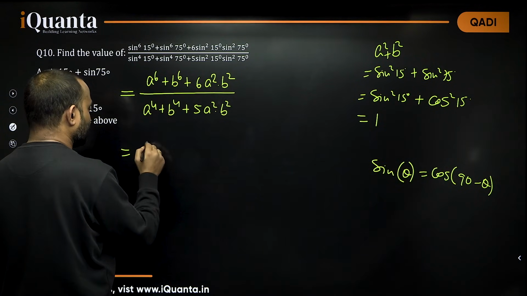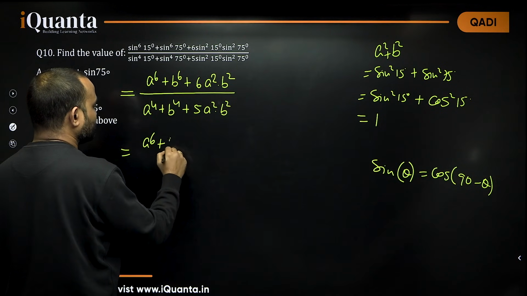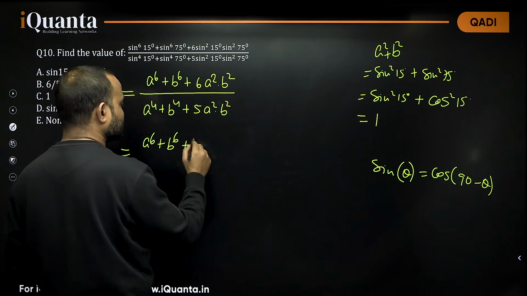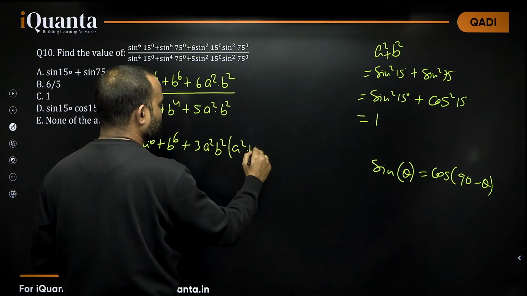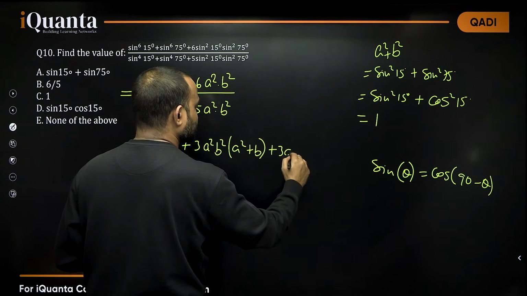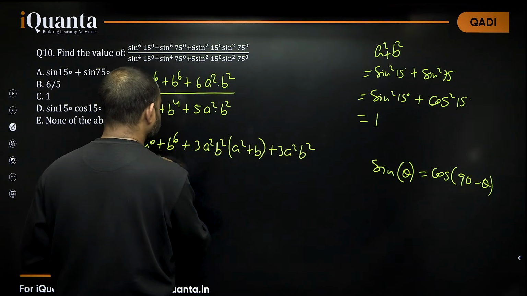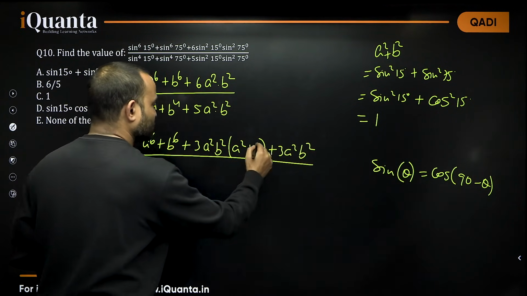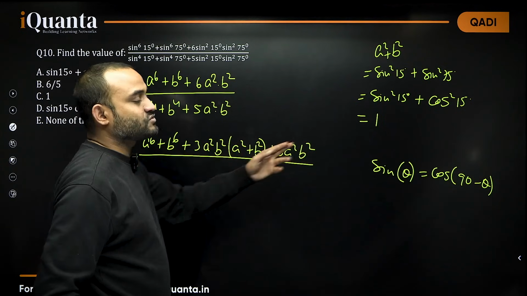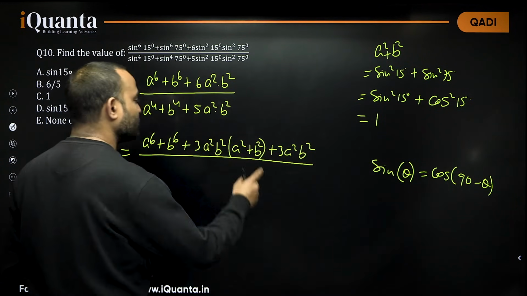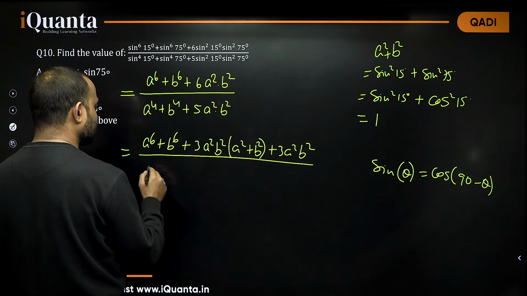What we are going to do here, a to the power 6, b to the power 6 plus 3a square b square into a square plus b square plus 3a square b square. It's still the same expression, right? Why? 3a square b square, 3a square b square. We know that a square plus b square is equal to 1, correct? So we don't need to worry about that. It's still the same expression.